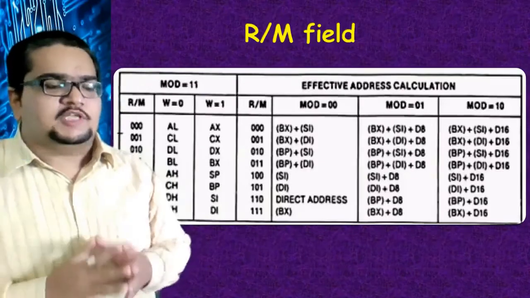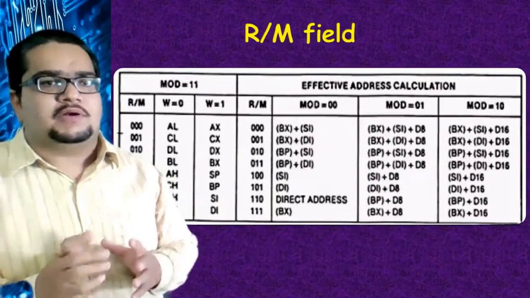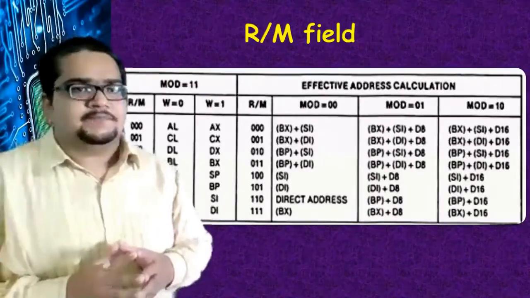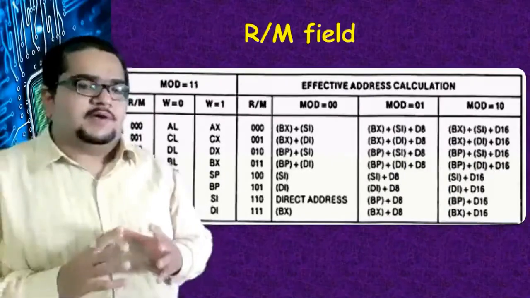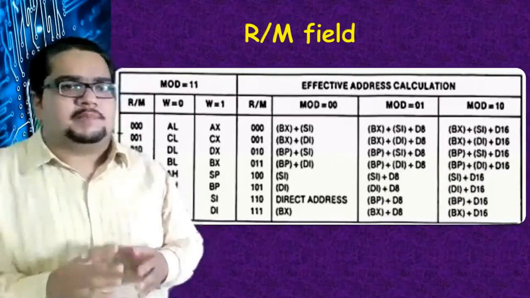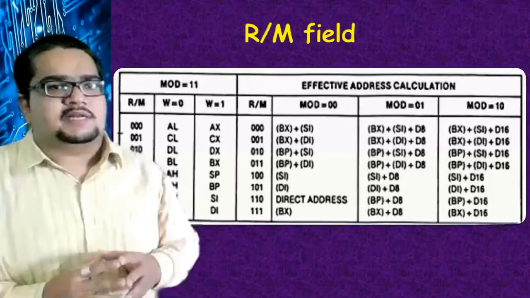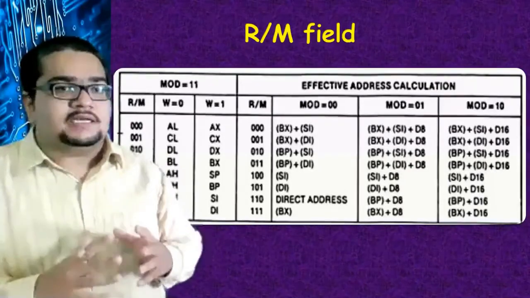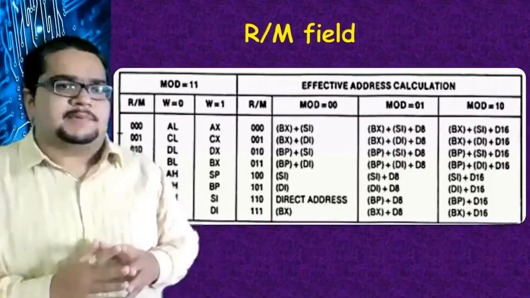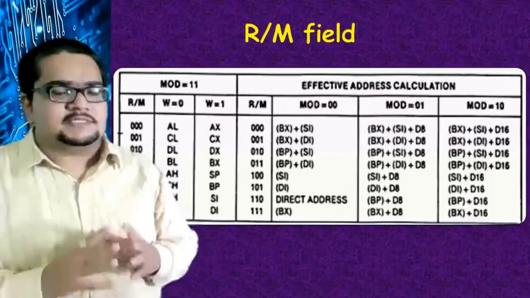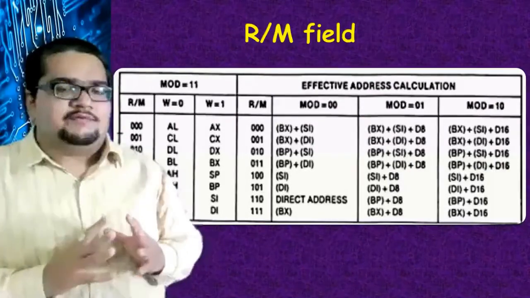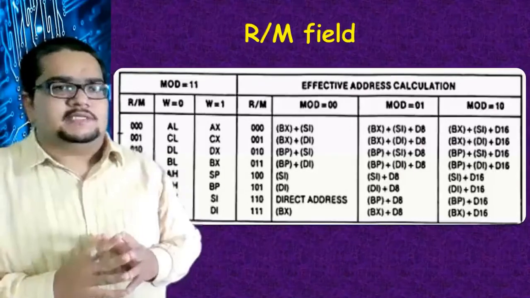Effective address, for your knowledge: earlier we were talking about a term called offset address, the offset address for a particular instruction or data available in memory. Effective address is another term used for the same purpose. So effective address means offset address, right? Effective address means offset address.